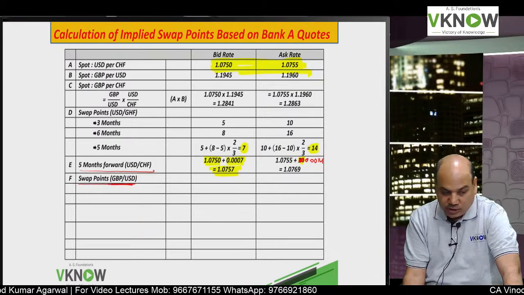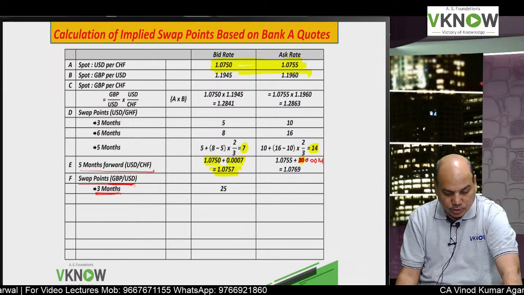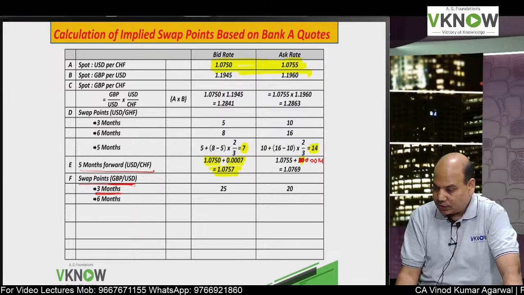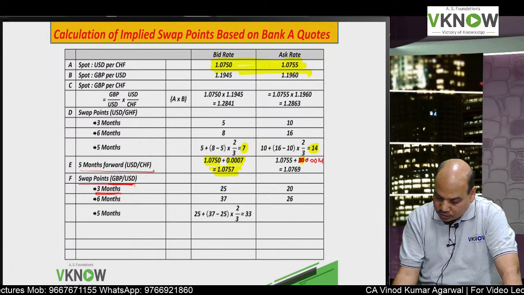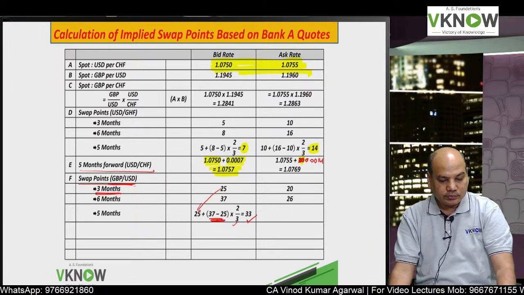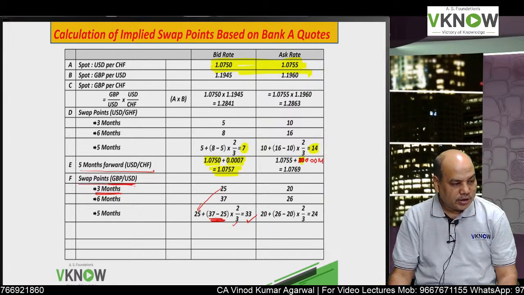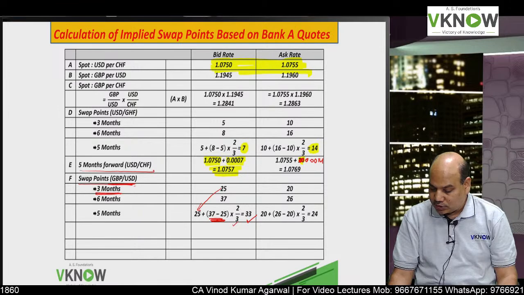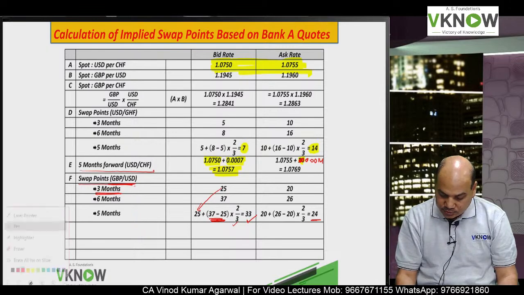Swap points for GBP per USD. 3 months, given in the question, 25, 20. 6 months, 37, 26. So 5 months will be this 25 plus the difference 37 minus 25 into 2 by 3, proportionate. So this comes to 33. Check. Try the next column yourself. 20 plus 26 minus 20 into 2 by 3. That is 24.